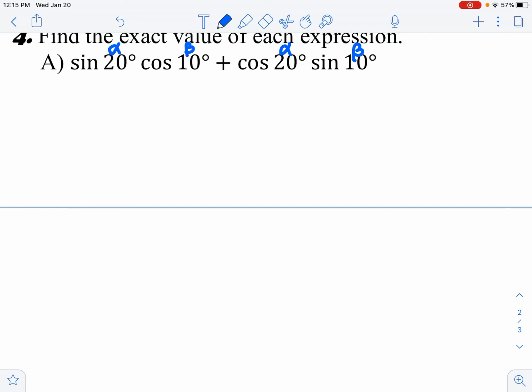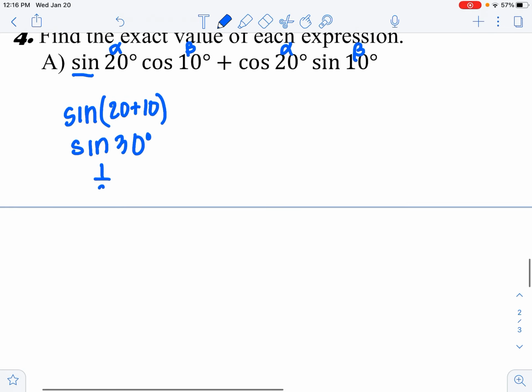So which of my sum and difference formulas goes sine, cosine, cosine, sine? That's your sine formula, and it's sine of, and then sine, you keep the sign, alpha plus beta, 20 plus 10. So you're basically working backwards, which is sine of 30. Do we know the sine of 30 degrees? Yes. The ordered pair is root 3 over 2, 1/2, so this is 1/2.